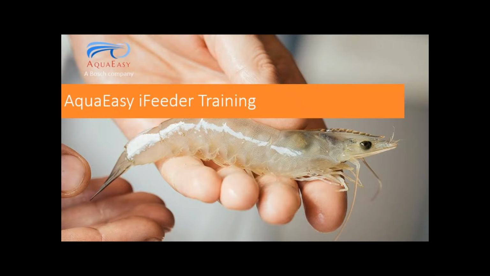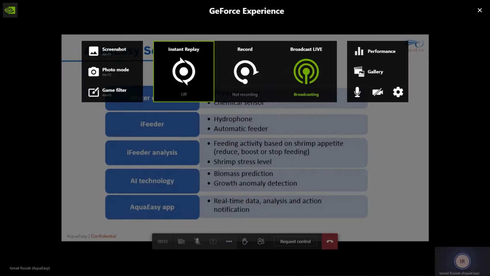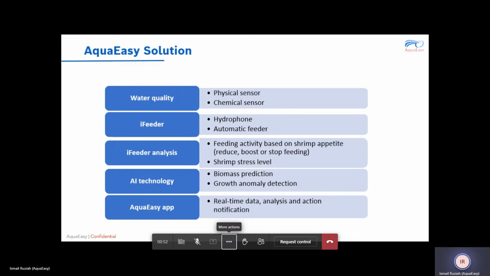Okay, so for aquatic solution, we have a few solutions including water quality, physical sensor and chemical sensor. The iFeeder includes hydrophone and automated feeder. The iFeeder analysis helps to monitor the shrimp appetite and also shrimp stress level. We also have AI technology that helps to do biomass prediction and growth anomaly detection, and also the AquaEasy app that shows real-time data analysis and also action notification. So I will pass to Ivan for the iFeeder advantage.